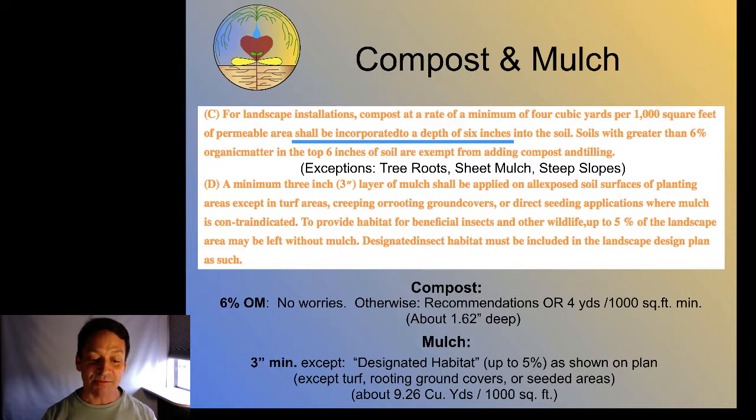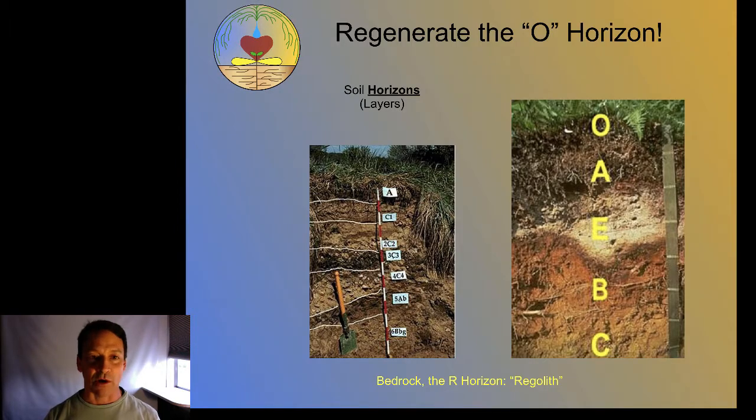Mulch, 3 inches minimum. That's easy. You just put an organic wood chip mulch on to a depth of 3 inches in all planting areas. Now there is an exemption though. They allow you up to 5% of the site to be set aside as designated habitat, primarily for our ground-dwelling native bees. They don't like to live in 3 inches of compost mulch, and so it's nice if you can set aside a little area. However, if you do that, you must specify it on the plan and where it is. So that 3 inches of mulch, that's roughly 9 and a quarter yards, or let's say 10 yards per 1,000 square feet. Will give you plenty of mulch.